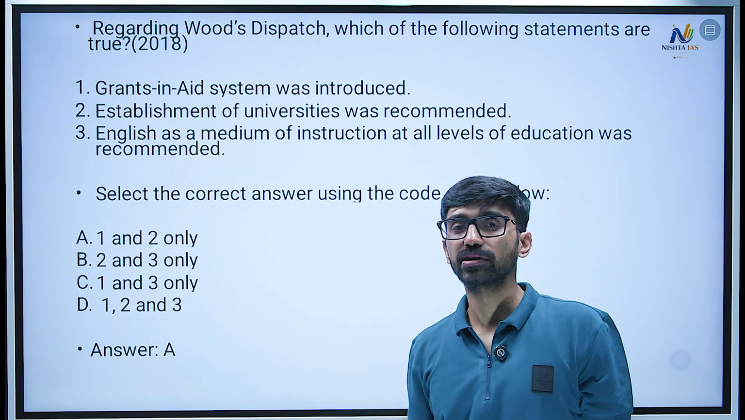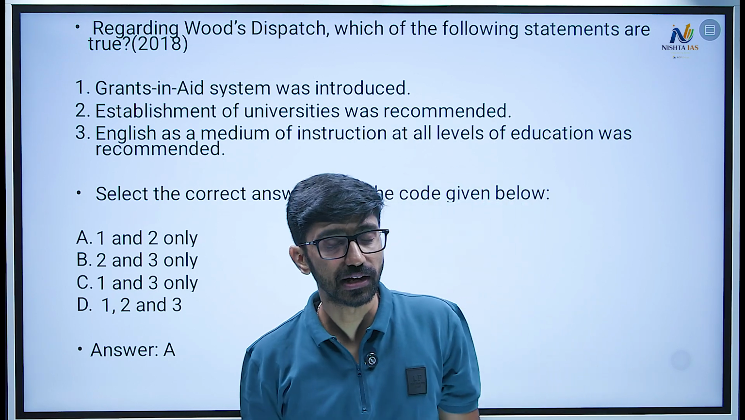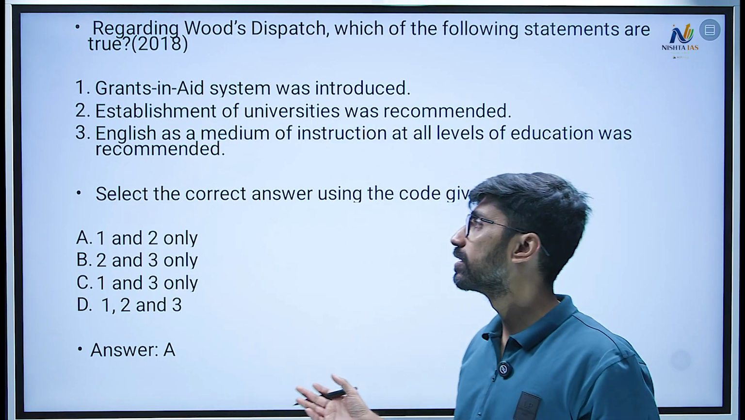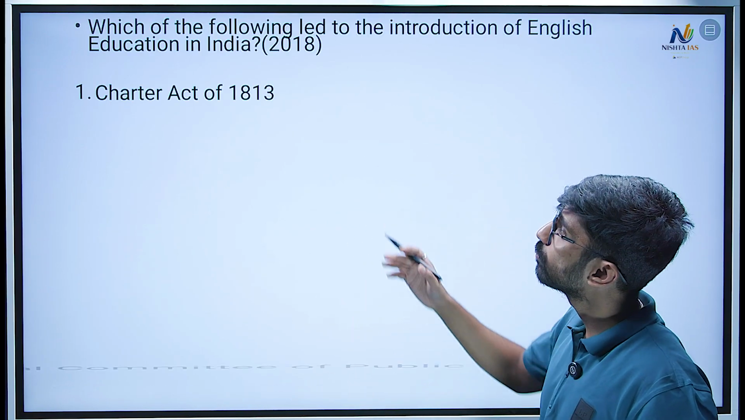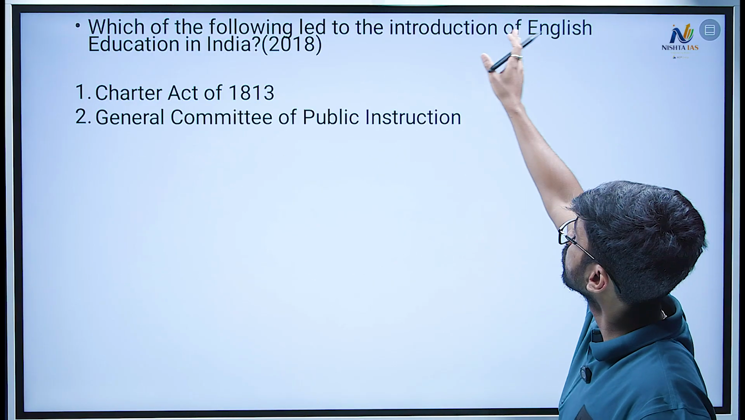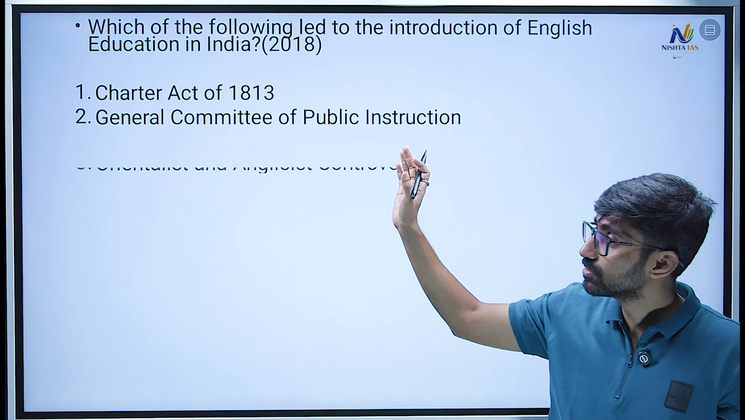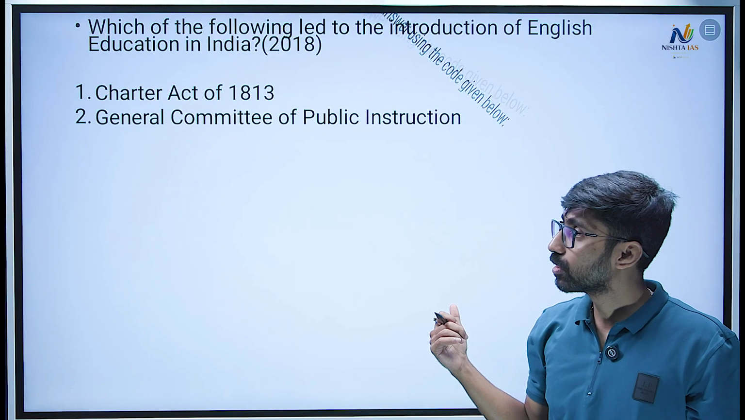So Wood's Despatch and other committees. The Macaulay Minute was another policy related to education. The William Adam report was also there. So we are going to discuss all this education-related material. Now one more: which of the following led to the introduction of English education? 2018: Charter Act of 1813, General Committee of Public Instruction, Orientalist-Anglicist controversy.